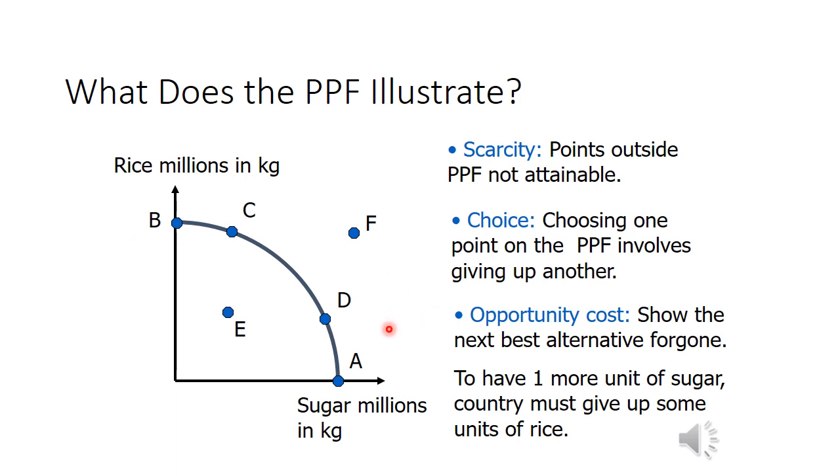Now, this opportunity cost is reflected by the fact that there are two products here. When you want more sugar, you must give up some rice. So rice is the other alternative, the second choice, because this economy can only produce two products. The other one must be the next best alternative. If you want more sugar, you must give up some rice. So this reflects opportunity cost: to have one more unit of sugar, you must give up some rice. This PPF gives you an idea of the very important concepts that we have talked about so far.